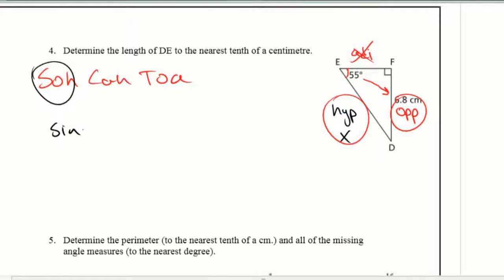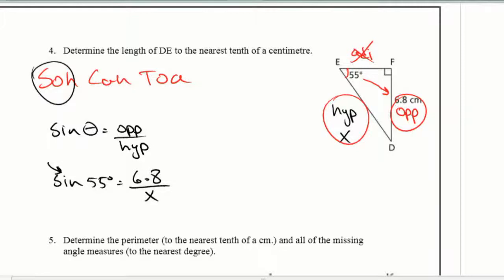So the sine of my angle, in this case of this angle E, is the length of the opposite side divided by the length of the hypotenuse. So I'm going to plug in the information I know. Angle E in this question is 55 degrees. The opposite side to angle E is 6.8 centimeters, and the hypotenuse is X. Now, the last question I solved for sine 55, figured out what the decimal was. I'm going to leave it as sine 55 until the end this time and see if I can figure out how to do it that way.